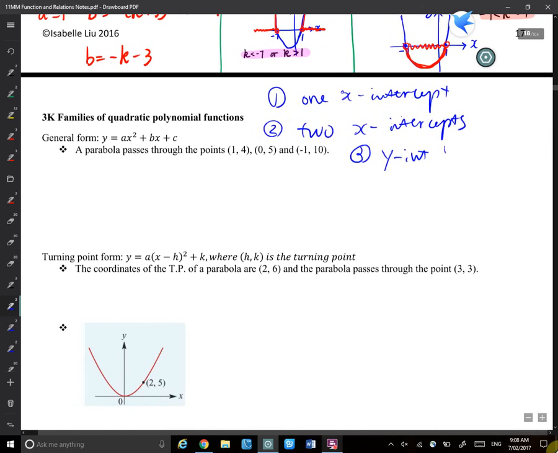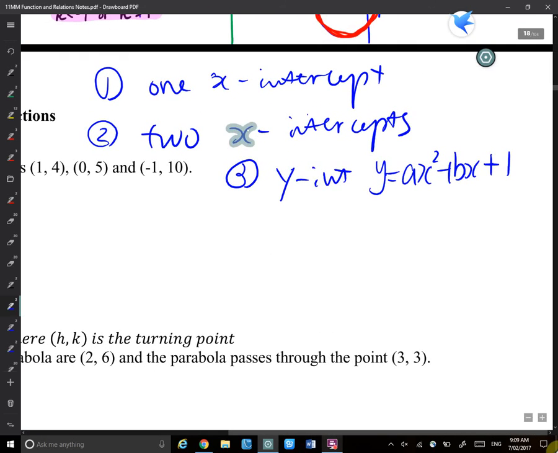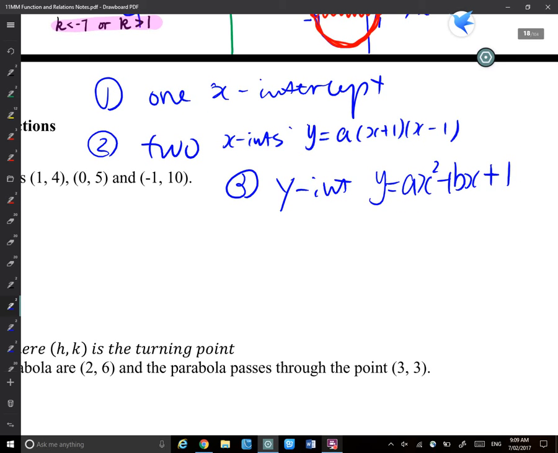For example, we have y equals ax squared plus bx plus 1. They all pass through the y-intercept (0, 1). For example, they can all pass through two x-intercepts. So with two x-intercepts, we can have y equals a times (x plus 1)(x minus 1). They all pass through plus 1 and minus 1, so they all pass through those points. They have different graphs, some inverted, but they all pass through the same points.